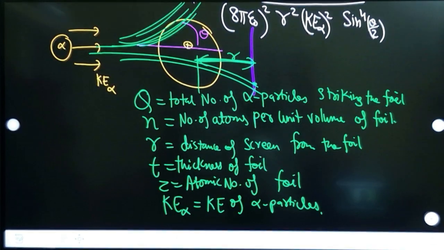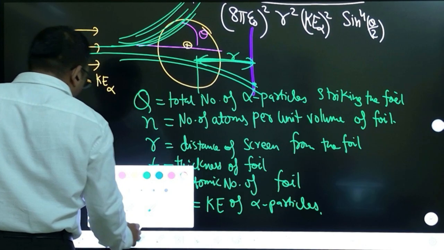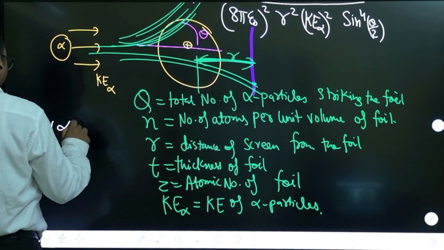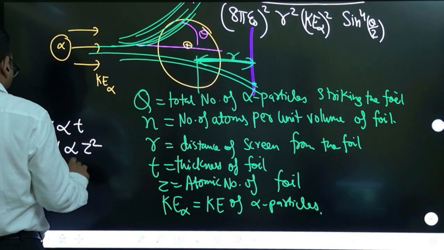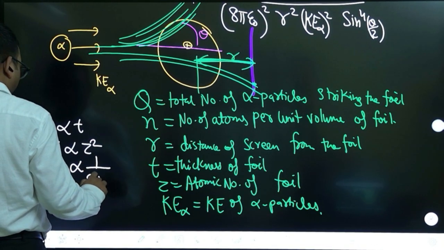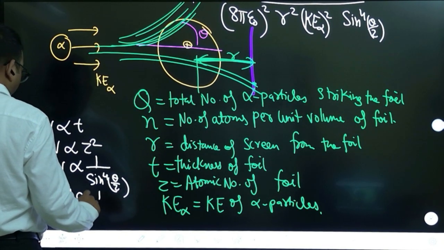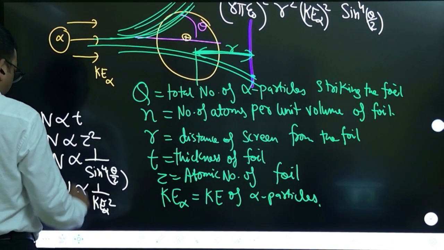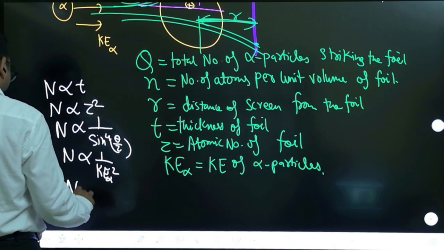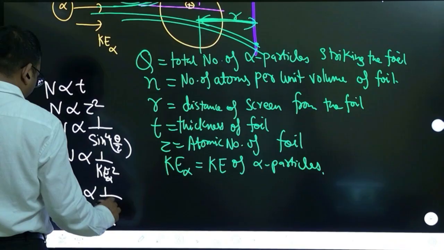Okay, so done. Here, what you need to remember is what n depends on. This n depends on thickness. This n depends on atomic number square. This n depends on 1 by sine power 4 theta by 2. This n depends on 1 by kinetic energy of alpha particle square. This n depends on 1 by alpha particle speed power 4.